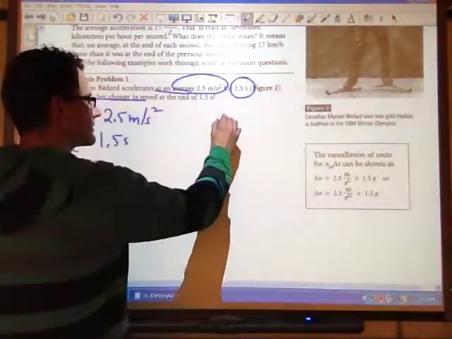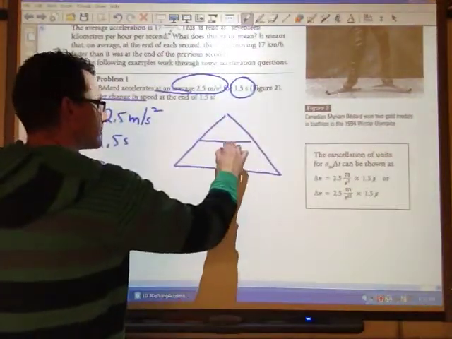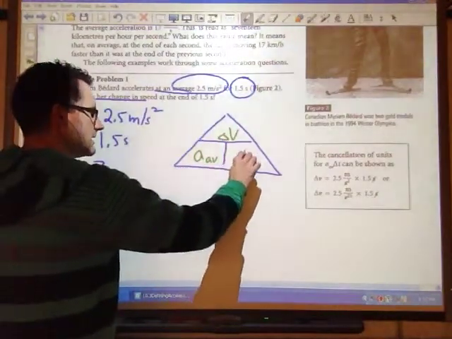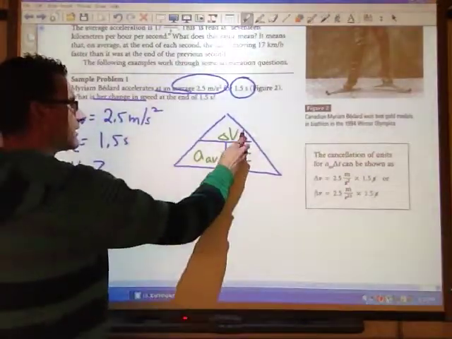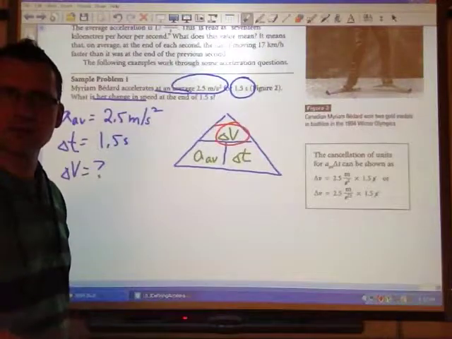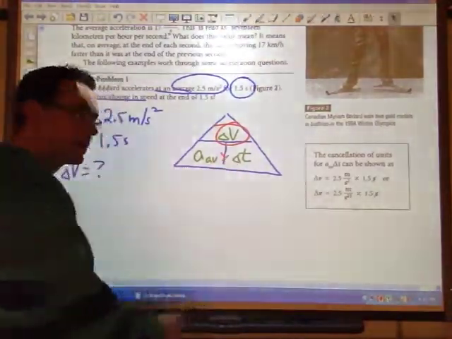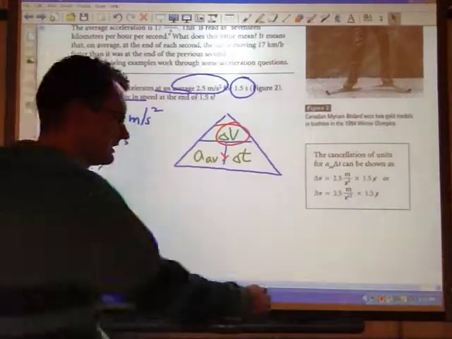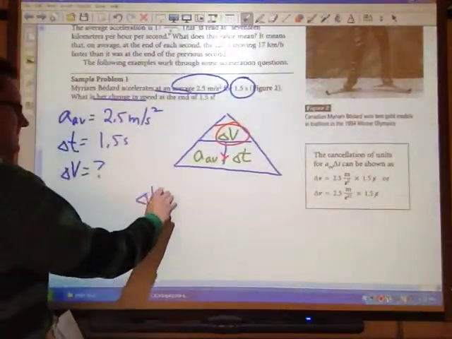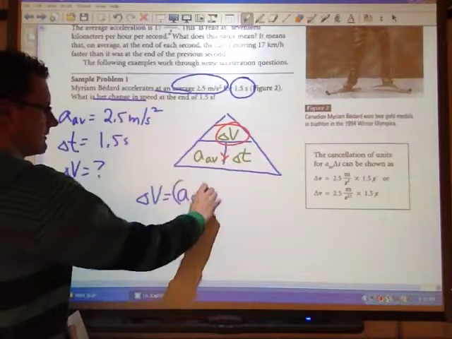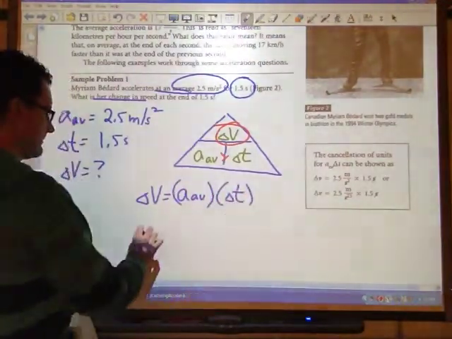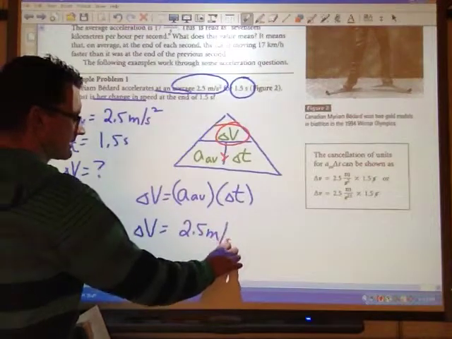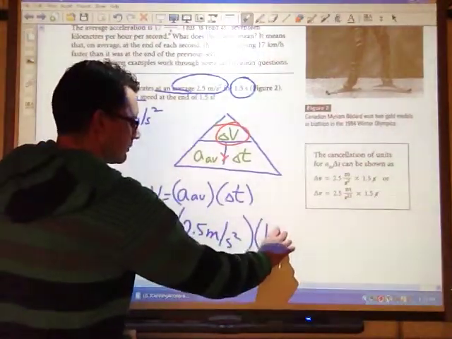Now, if we go back, think of the old triangle of terror here. So we have A_AV equals delta V over delta T. And of course, in this question, we're looking for delta V. So what do you do with the variables A and T? We're going to multiply them. So you'll never get it rearranged incorrectly if you think of this triangle and how that all comes together. So delta V is equal to average acceleration multiplied by time. So if we substitute those values in, we'll have 2.5 meters per second squared multiplied by 1.5 seconds.